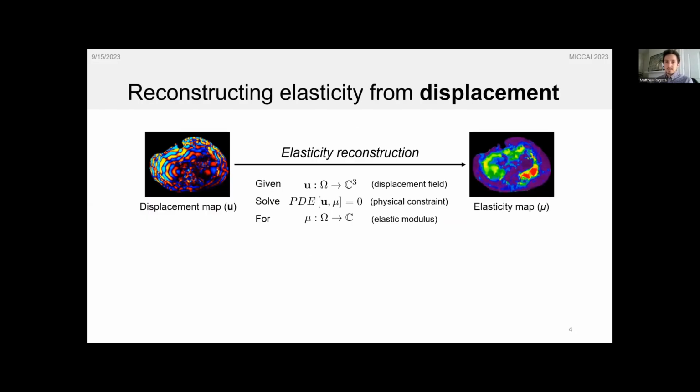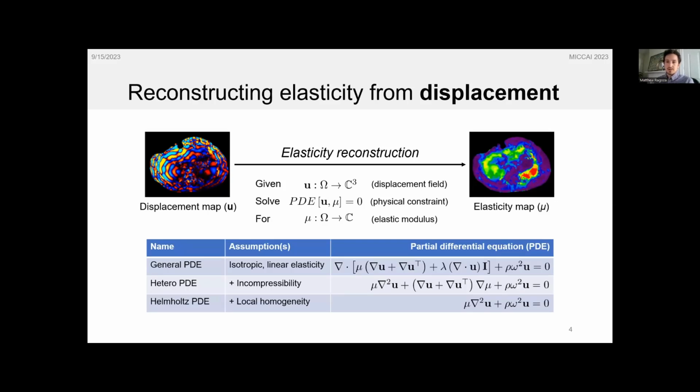Elasticity reconstruction from displacement data is considered an inverse problem that involves solving a partial differential equation, or PDE, derived from physics. Specifically, we are given samples of the displacement field, U, and the goal is to solve an equation for the elastic modulus field, mu. The exact form of the equation depends on the specific set of physical assumptions that are used. It's common to assume that liver tissue is isotropic and linearly elastic. Other assumptions, such as incompressibility and local homogeneity, simplify the equation even further.